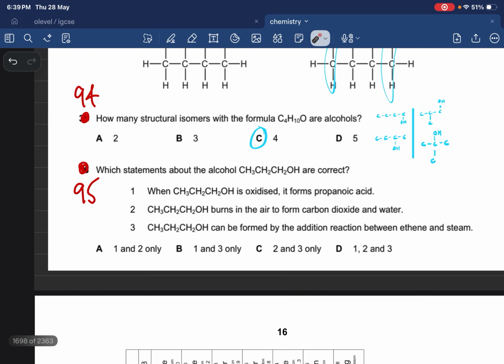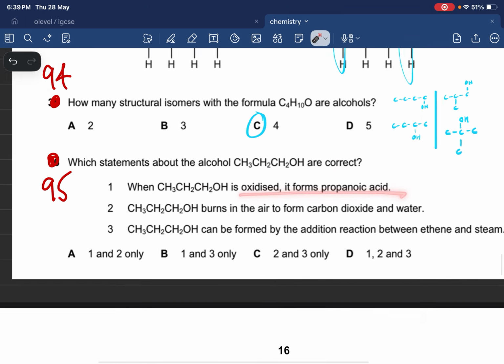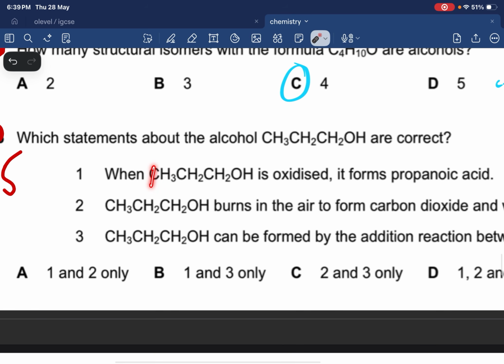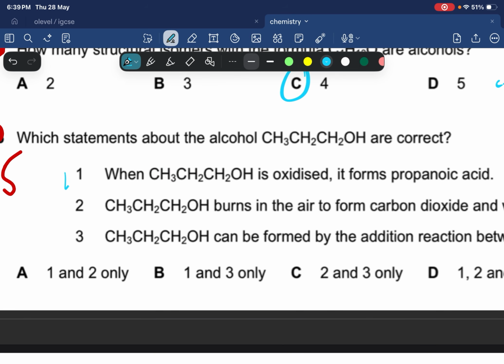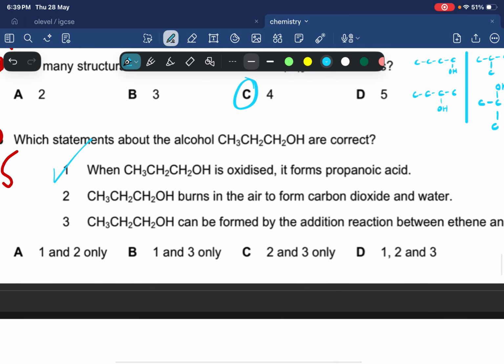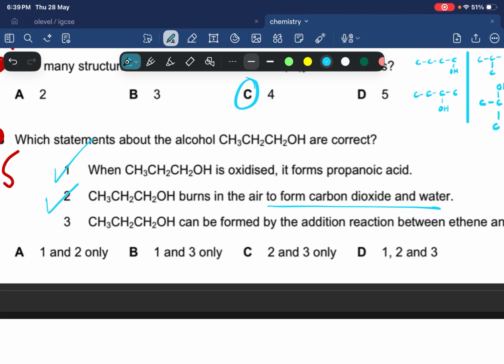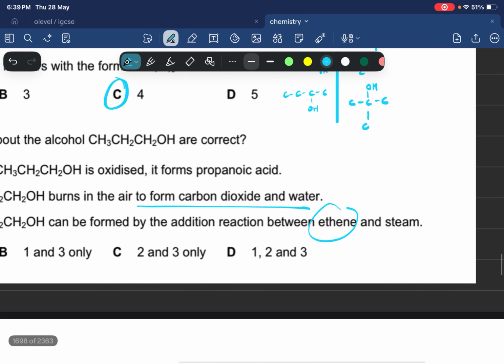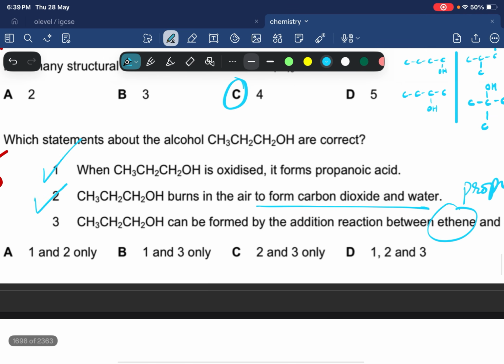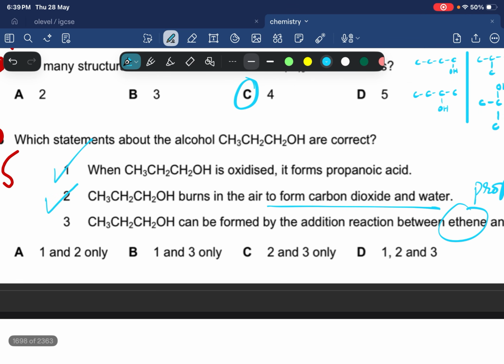Which statements about this alcohol are correct? When this is oxidized, it forms propanoic acid. So is it propanol? 1, 2, 3. Yeah, that's propanol. Propanol is oxidized to propanoic acid. Propanoic acid is reduced to propanol. This burns in air to form carbon dioxide and water. Yeah, that's correct. This can be formed by the addition reaction between ethane and steam. No, between propene and steam is going to form your propanol. So 1 and 2 only.